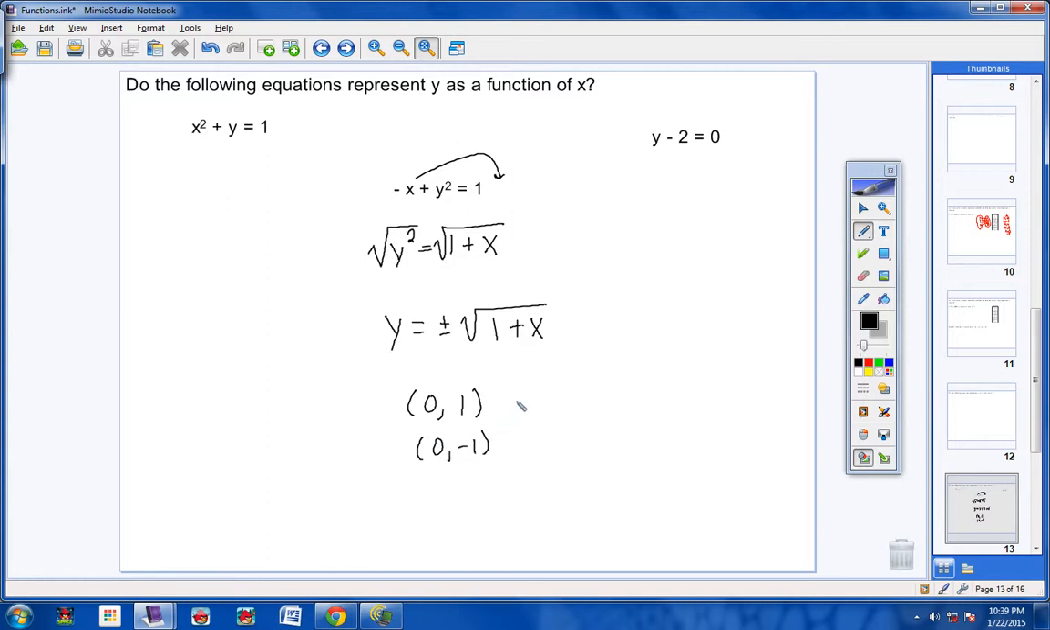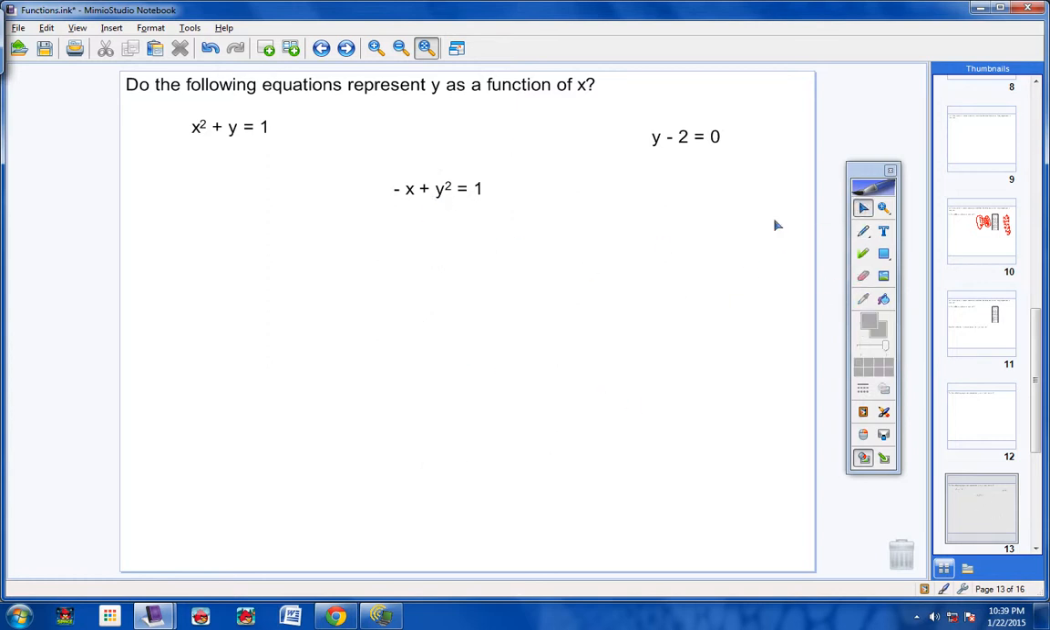Let's go over that again, okay? If I put a 0 in for x, 1 plus 0 is 1, so I have plus or minus the square root of 1, which gives me positive and negative 1. So look what I did. I put one number in, and what number did I put in? 0, and I got out two different numbers. That means my input of 0 had two outputs. So this equation here does not represent y as a function of x.